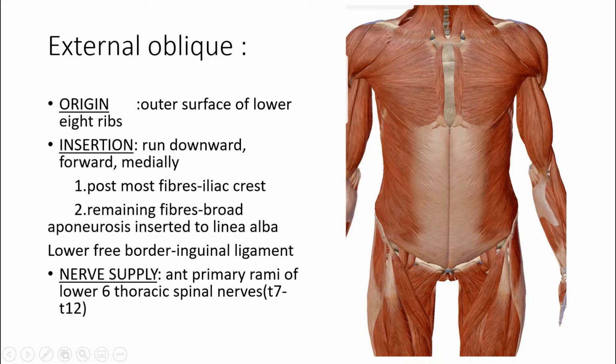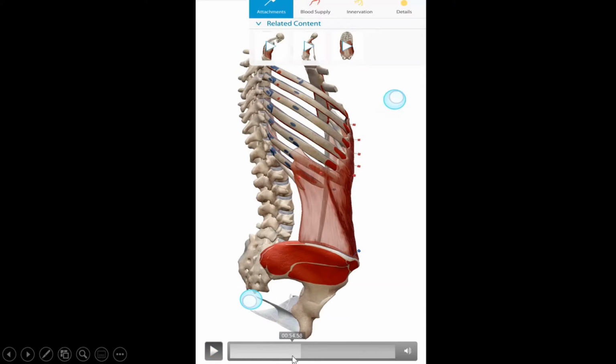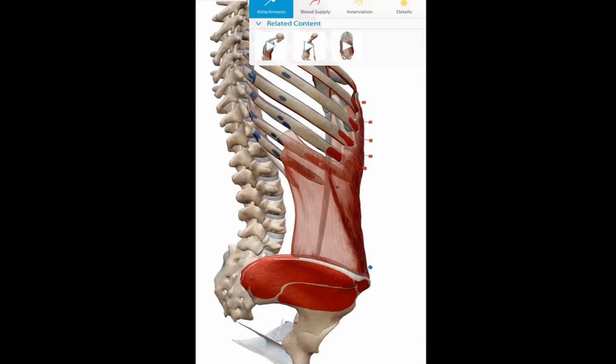So talking about the external oblique muscle. In this picture we can see clearly the lower 8 ribs, 5, 6, 7, 8, 9, 10, 11 and 12. It arises from the outer surface of them and it gets inserted running downward, forward and medially. As you can see here, it runs downward, forward and medially. It's like putting a hand through the pockets.